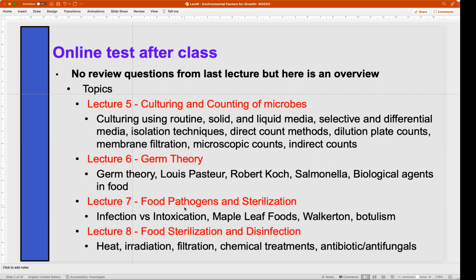Okay. Last thing, food sterilization and disinfection. There's a number of treatments to disinfect food. Okay, so that's a brief overview of what we're covering for the test. Any questions?